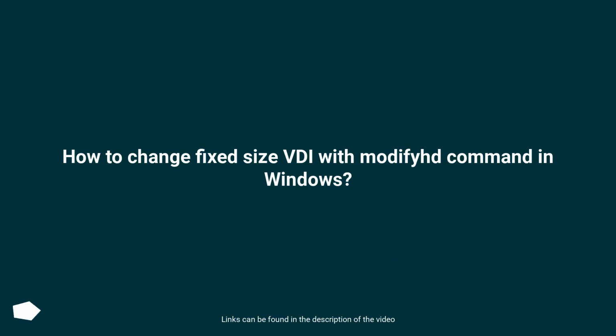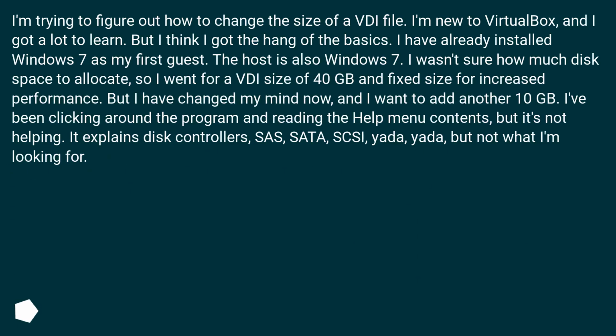How to change fixed size VDI view with the modifymedium command in Windows? I'm trying to figure out how to change the size of a VDI file. I'm new to VirtualBox, and I've got a lot to learn, but I think I've got the hang of the basics.